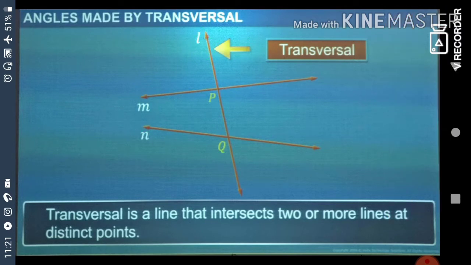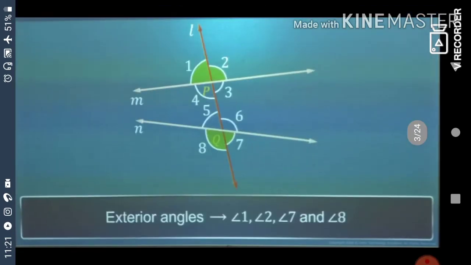So a transversal is a line that intersects two or more lines at distinct points, as P and Q. That is called a transversal. Now we'll talk about the angles which are made by a transversal on these lines.